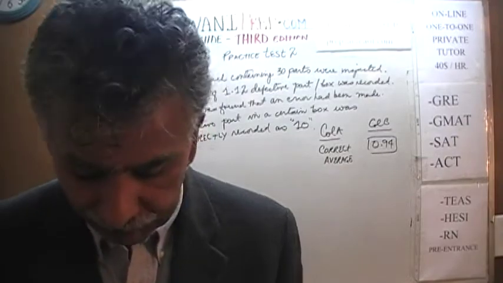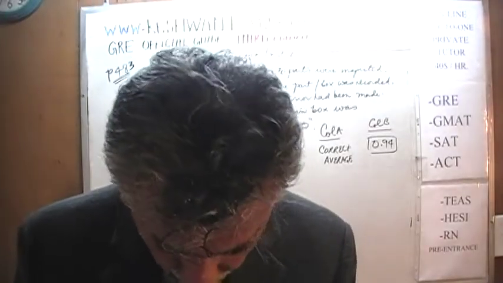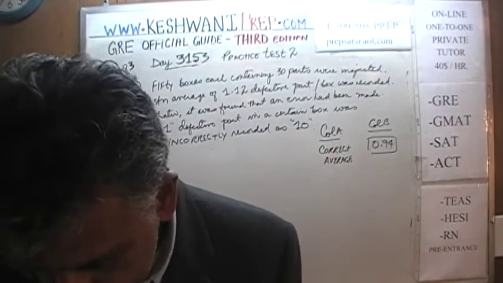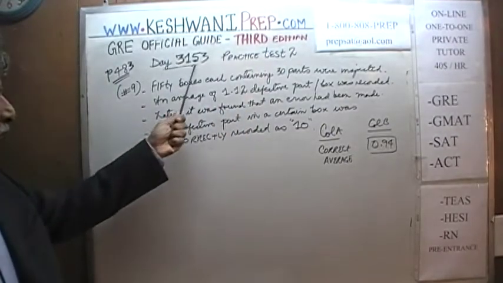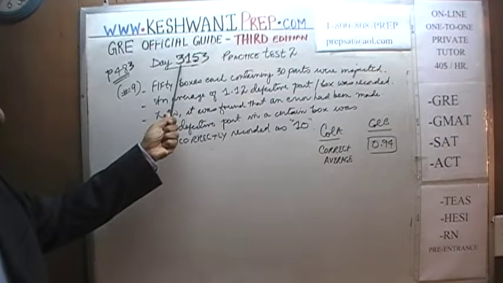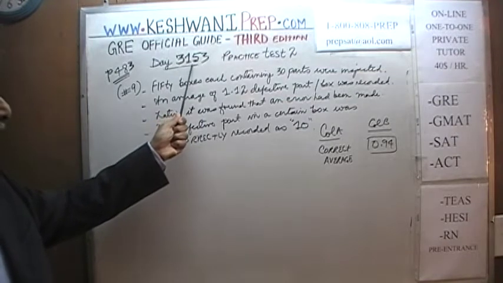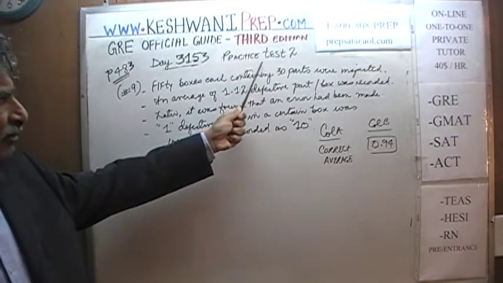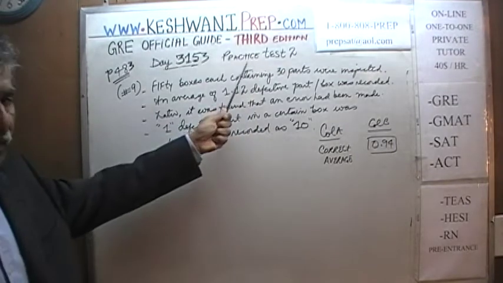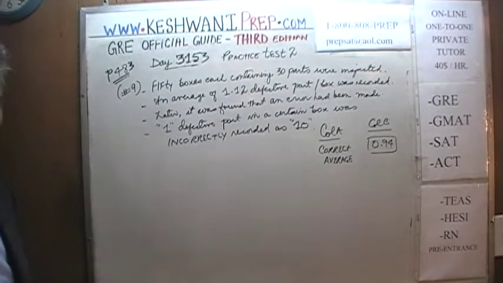Today is our lesson number 153. Day 3153. The 3 is to signify the fact that we are in the third edition. Third edition, day 153. We are in the process of solving the math problems from practice test number 2 that you will find at the very end of the book on page number 483. Today we'll pick up from question number 9.